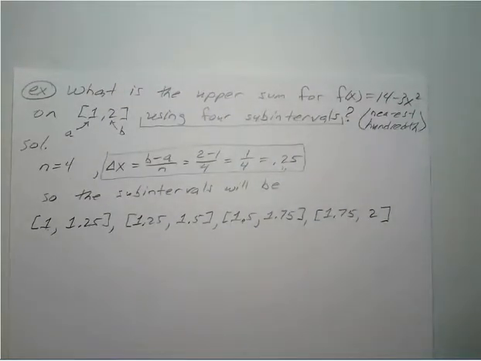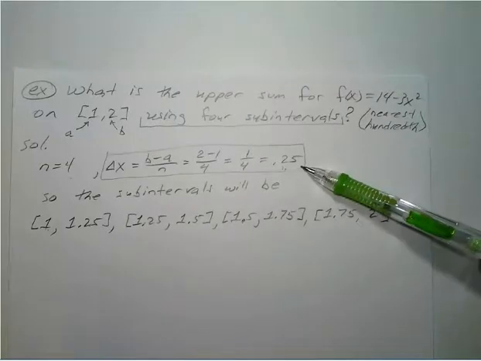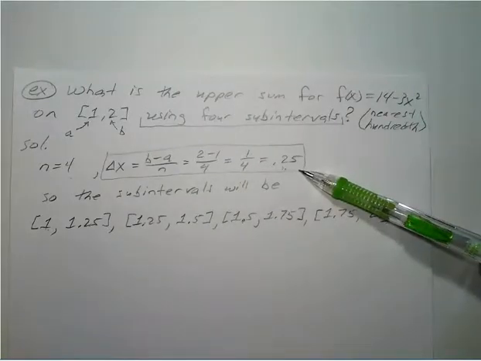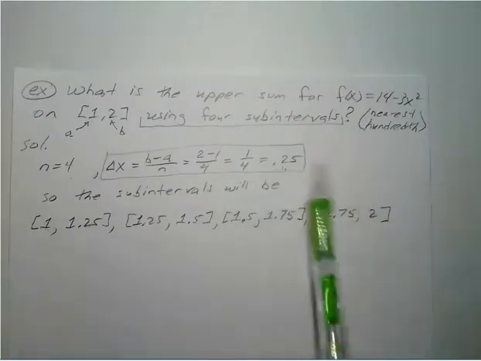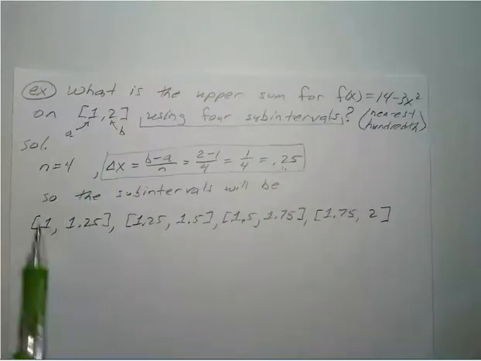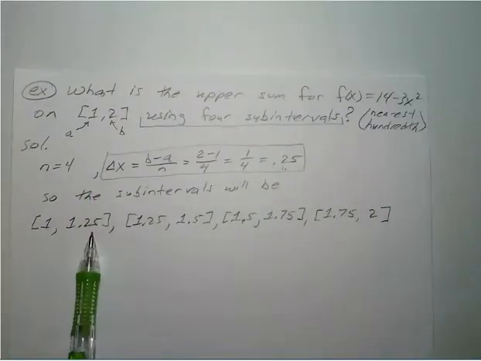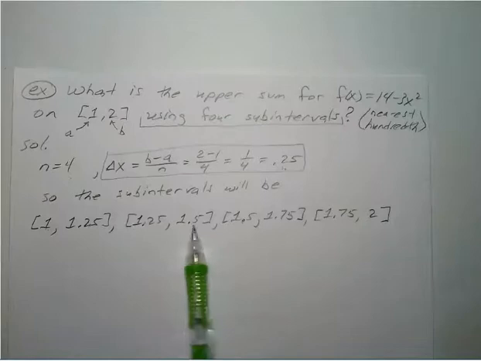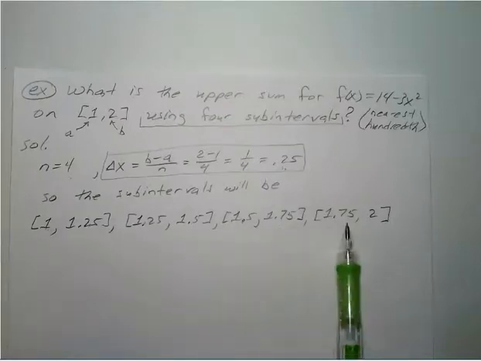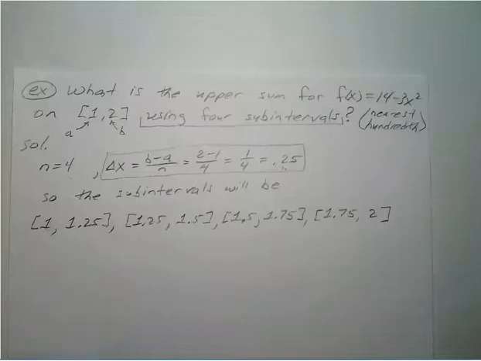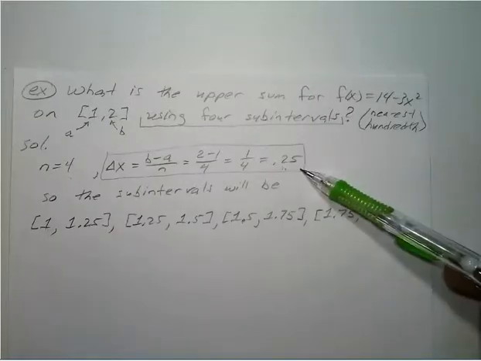Okay. So one way you can think about it when your delta x is 0.25 is along the lines of money. If that's a quarter, if you're starting at $1, you have $1 to $1.25, $1.25 to $1.50, $1.50 to $1.75, $1.75 to $2. So you can think of it that way. That's helpful for 0.25 for your delta x.